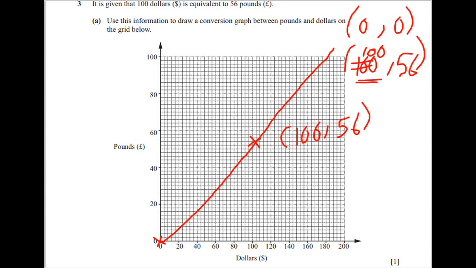Part B, use your graph to convert $64 to pounds. So now mark $64 here. One box is $4, so $64 is somewhere over here, and then read this value, whatever that is. I was getting 36 pounds. Use a proper scale and see, you'll get 36 pounds as well.